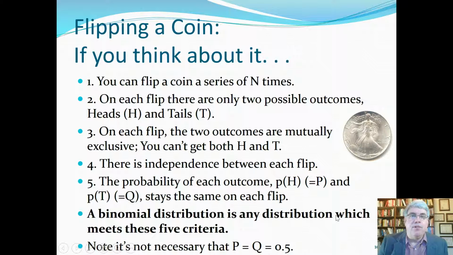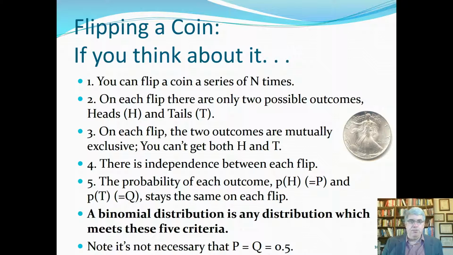The model for binomial distributions that we're going to use is a coin flip. Just a regular everyday coin flip, because a coin flip has certain things that are characteristic of binomial distributions. First of all, you can flip a coin as many times as you want. We'll call that number n. That'll be the number of coin flips that we do. On each flip, there's only two possible outcomes, heads or tails. And that's one of the reasons they call it binomial, because it'll go in one of two directions.